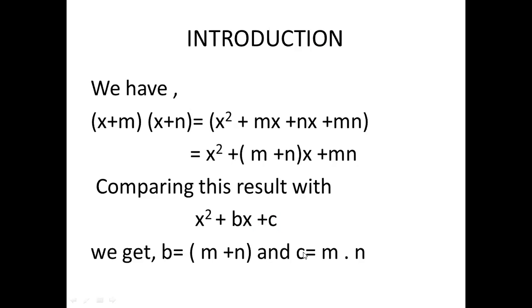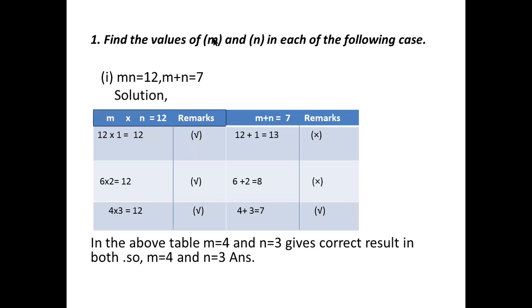Okay, now let's start some examples. In example number 1, find the value of m and n in each of the following. Number 1, m into n equals 12, m plus n equals 7. Solution: write m into n equals 12, write remarks, and write m plus n equals 7, then write remarks. We have to check which numbers multiply to 12. You can write more examples here, at least 3, or if you want, you can show more.